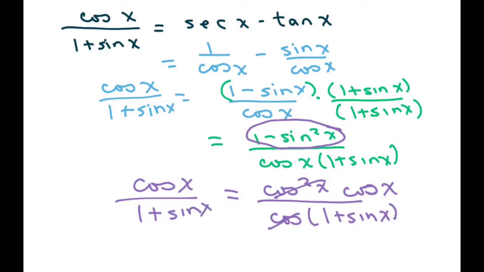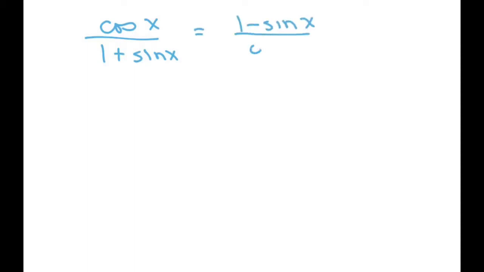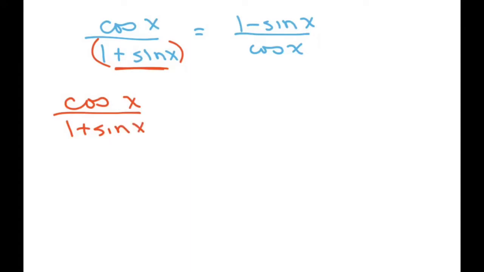Now, I want to do two more quickly because they're very similar. If you have something like cosine of x over 1 plus sine of x, and you want it to equal 1 minus sine of x over cosine of x, this time I'm going to work on the left side. All you have to do is multiply by the conjugate. So you're going to do cosine of x over 1 plus sine of x, and multiply it by the conjugate of this, which is 1 minus sine of x.